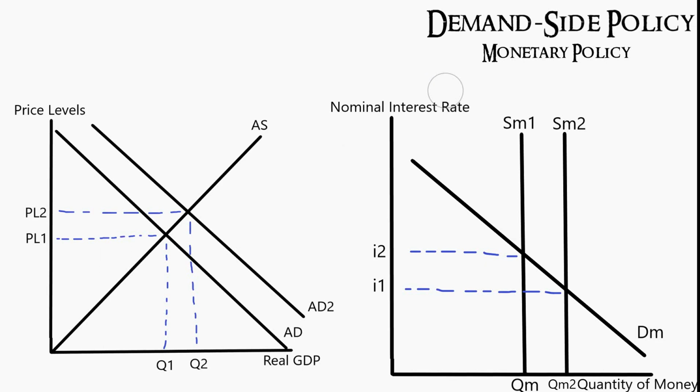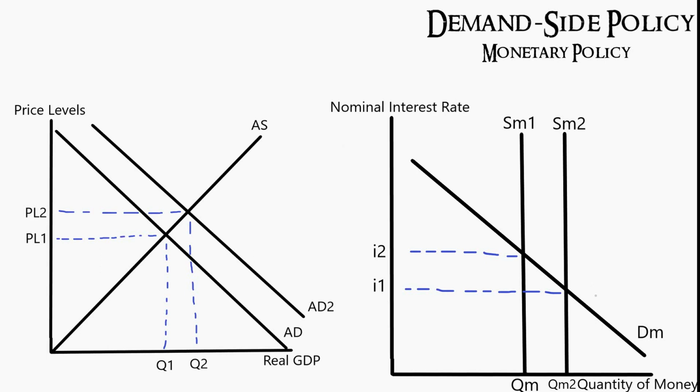So there's three ways that the government can change the supply of money. But to better understand this, first I'm going to go through the money market, which is a new graph here on the right. On the y-axis you have interest rates, and on the x-axis you have the quantity of money.